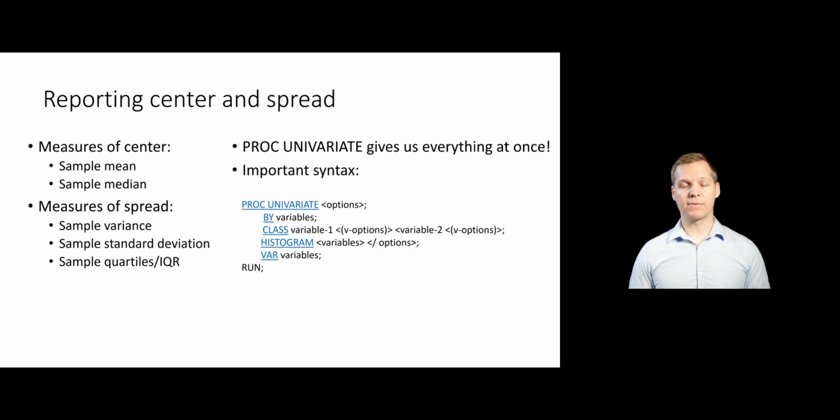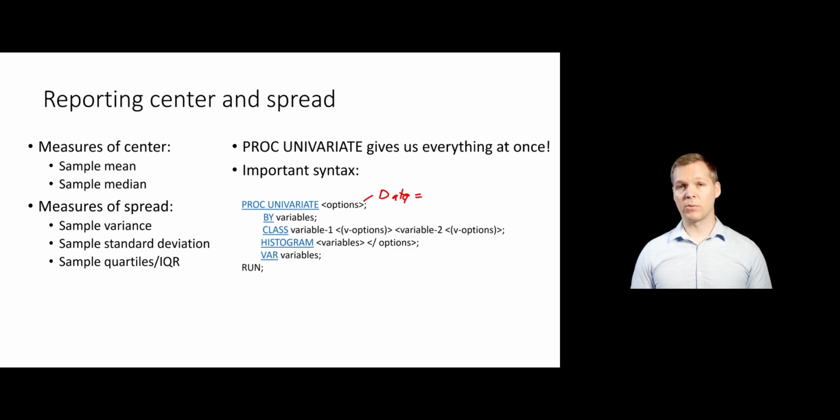Here's the basic syntax for using Proc Univariate. You have the Proc Univariate statement to start it, and of course there's going to be options. We're going to specify our data equal option here. Again, note the syntax for the options. It comes right after Proc Univariate. Just like most of our procs, we can use a by statement if we want. We would need to sort our data first.